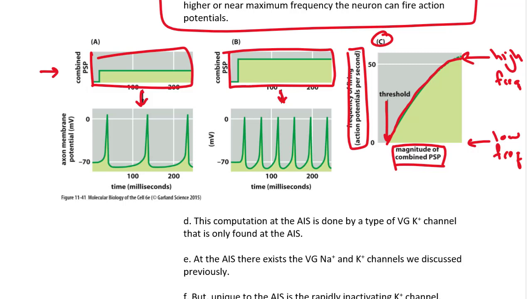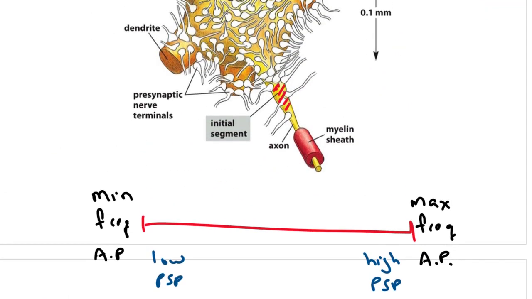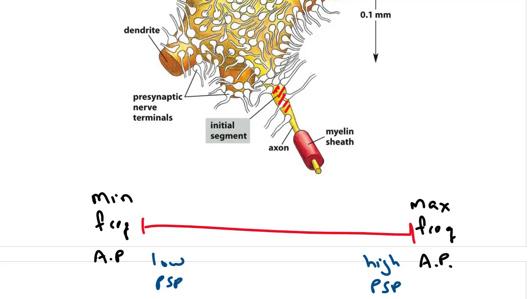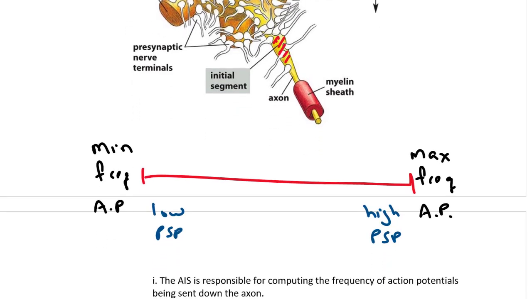And we're going to stop here and continue by how this computation is made, meaning how does a neuron at the AIS compute the signal coming into it from the soma and the dendrites, that combined PSP, and make the correct decision on what frequency to fire its action potential.